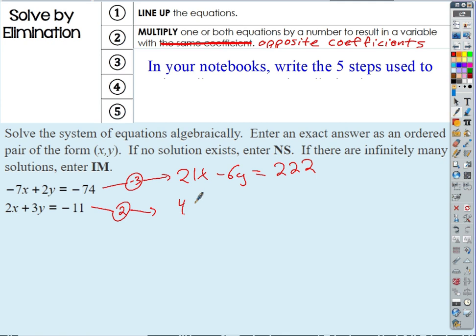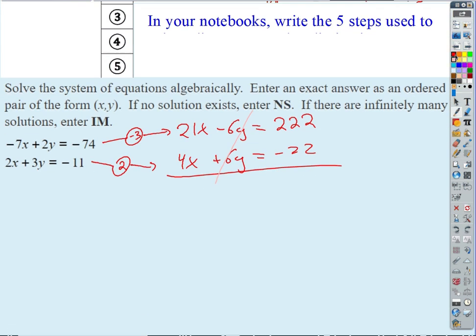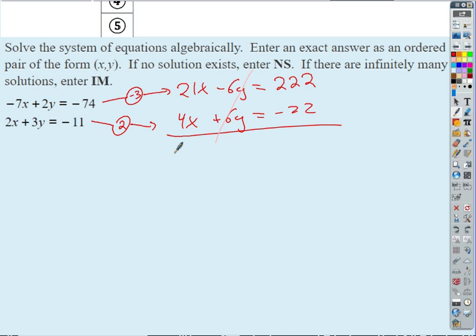4x plus 6y equals -22. If I add all those up, y's cancel. That's our goal, right? We gotta get one of the variables to cancel so we can eliminate. All right, so that gives me 25x equals 200. So then, now what? Divide by 25. What's 200 divided by 25? 8. Good.